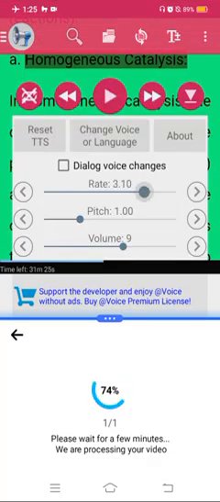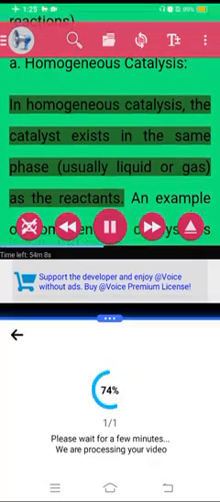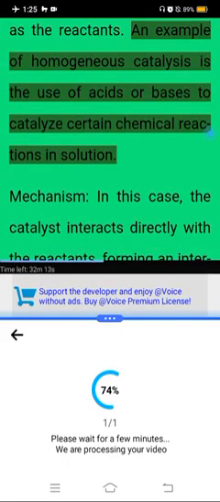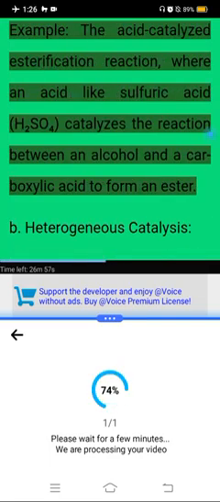Homogeneous catalysis. In homogeneous catalysis, the catalyst exists in the same phase, usually liquid or gas, as the reactants. An example of homogeneous catalysis is the use of acids or bases to catalyze certain chemical reactions in solution. Mechanism. In this case, the catalyst interacts directly with the reactants, forming an intermediate complex that facilitates the conversion of reactants to products. Example, the acid-catalyzed esterification reaction, where an acid like sulfuric acid, H2SO4, catalyzes the reaction between an alcohol and a carboxylic acid to form an ester.